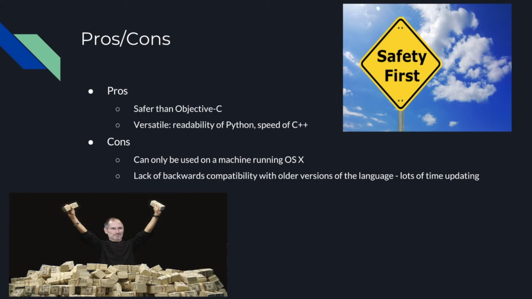The downside to Swift is that it's an Apple exclusive language, which means that it can only be run on a machine that runs OS X. Another downside to Swift is that since it's a relatively new language, every update that comes out for the language changes a lot from the previous versions. As you can see, it's already in its fourth version since its release.